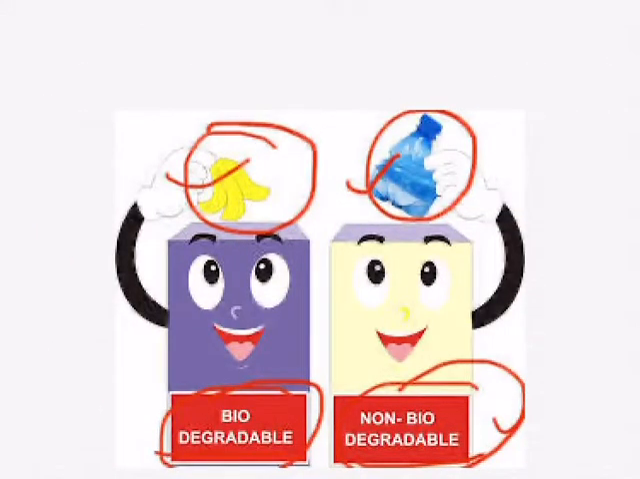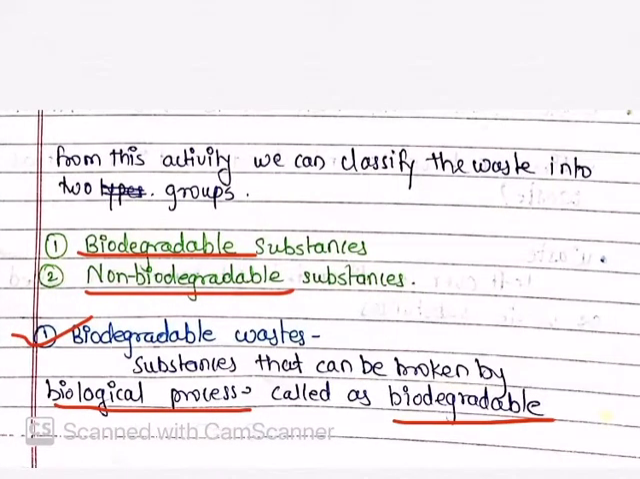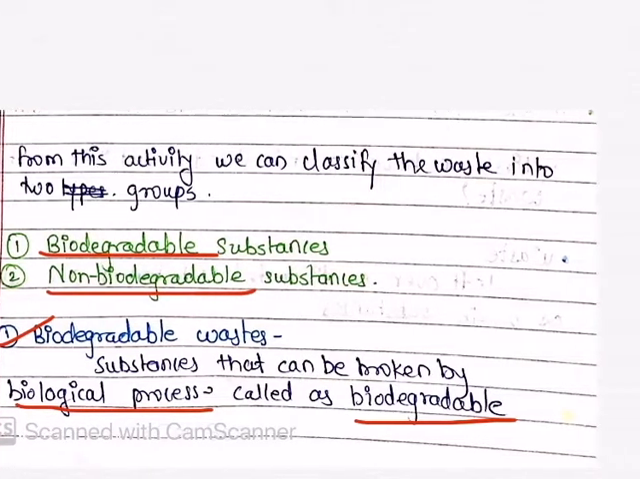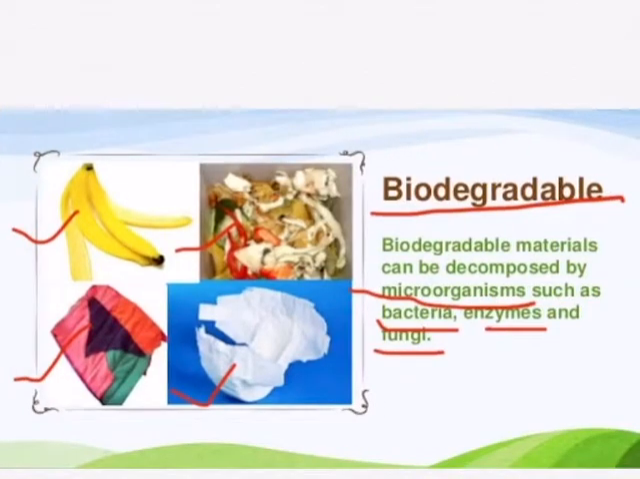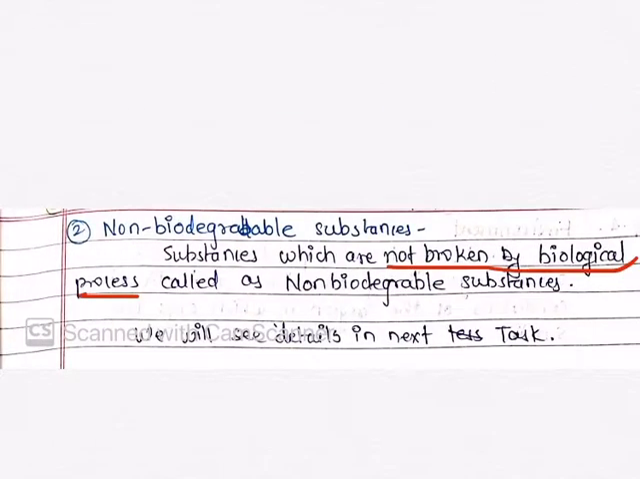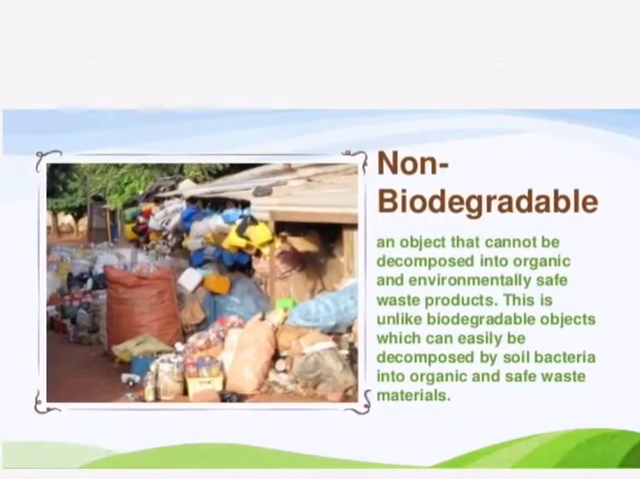After observing, you will clearly see that the waste can be classified into two types: biodegradable waste and non-biodegradable waste. Biodegradable waste means those substances which can be broken down by biological processes, and those substances which are not broken down by biological processes are called non-biodegradable substances.